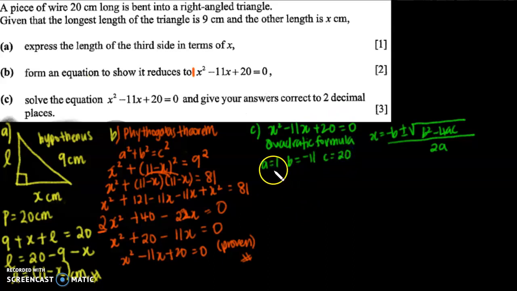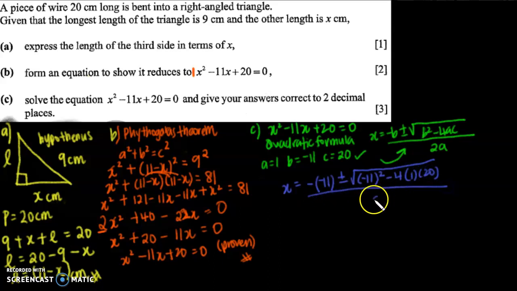So all we have to do is plug all of these values into the quadratic formula. Let me try using a different color pen. I hope this is much clearer. So x equals minus bracket, b is minus 11, plus or minus the square root of b squared, which is minus 11 squared, minus 4ac, over 2a. So that's what we have. All we have to do is simplify.